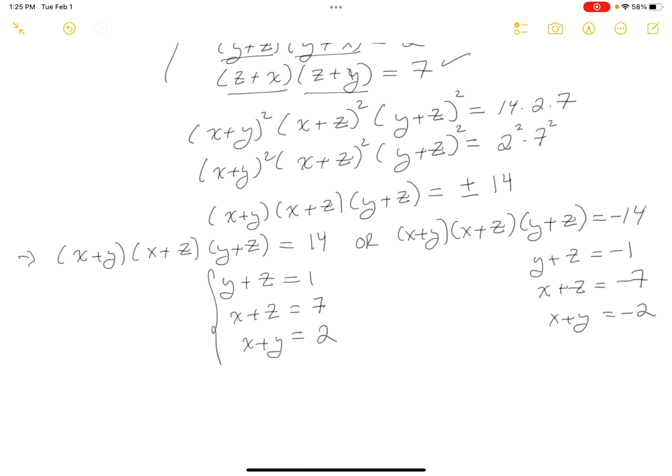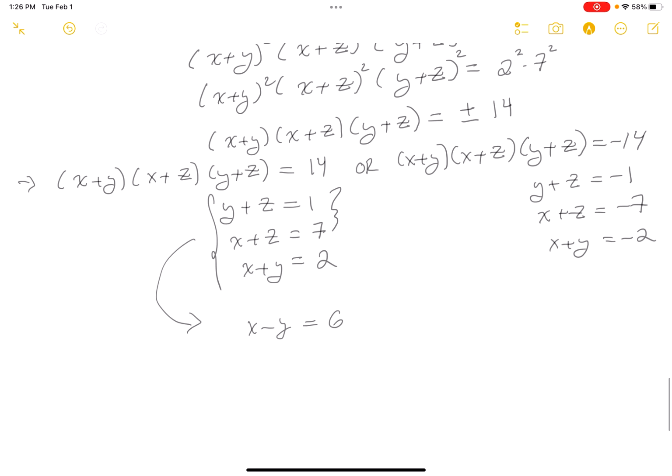Well, I take the first two equations, add them together. Or subtract them, I should say. So first two equations, subtract them. I'm just working with this guy over here. If I take the first two equations and subtract them, I'm going to say 7 minus 1 is 6. Again, I'm just taking the first two. And let's see, z minus z is nothing. And then it's going to be x minus y.